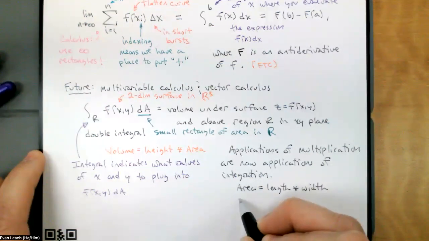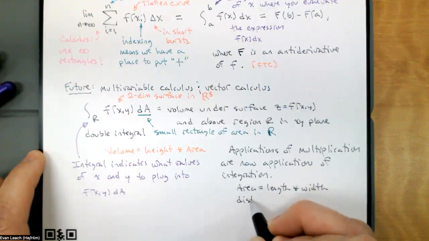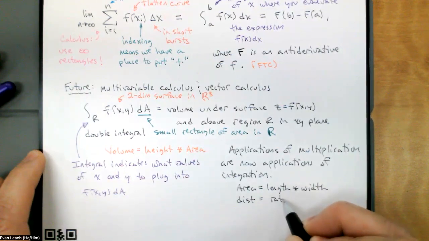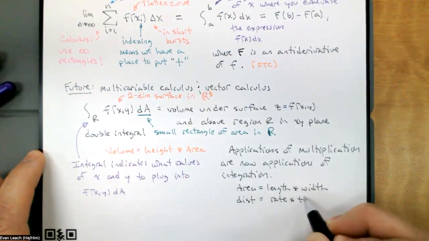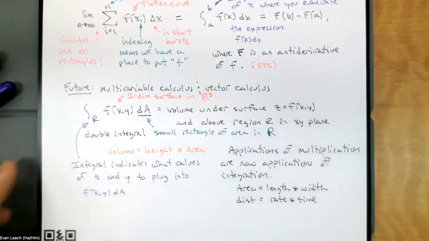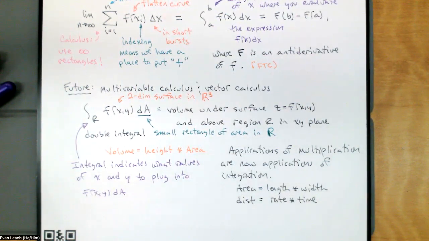Distance is equal to rate times time. We just make our rate continuously variable. If our rate is constant, we get to multiply, but if our rate is continuously variable, integration problem.